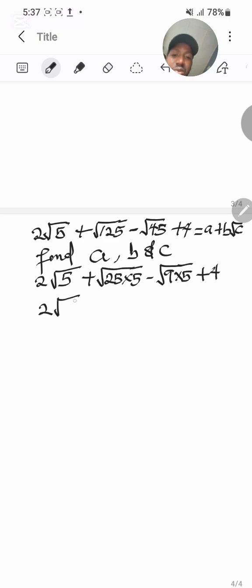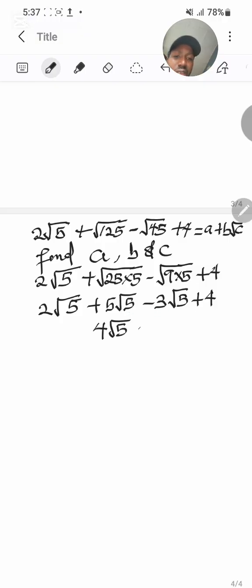So we have 2 root 5 plus square root of 25 here is 5. So the 5 is going to come outside, root 5, minus the square root of 9 is 3, that's root 5, plus 4. So 2 root 5 plus 5 root 5, that's going to give us 7 root 5. 7 root 5 minus 3 root 5, that's going to give us 4 root 5 plus 4.